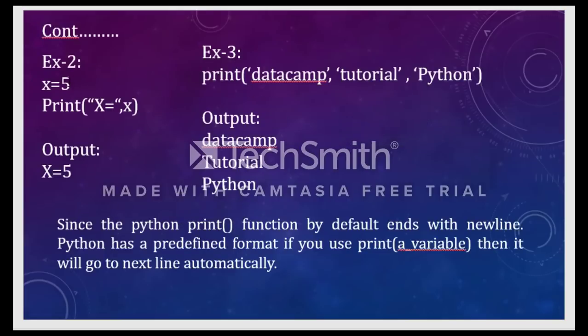Okay, next we have some other examples of how the print function works. In example 2 on the screen, you can see that I am giving a value to the variable, x is equal to 5. Then I am printing, print x is equal to x. Obviously it will give the output x is equal to 5. I am not defining any data type for x. Simply I am writing the statement x is equal to 5, and this 5 will be automatically assigned to x.